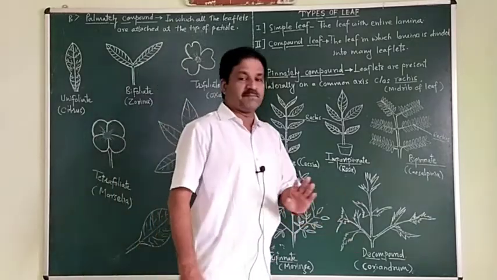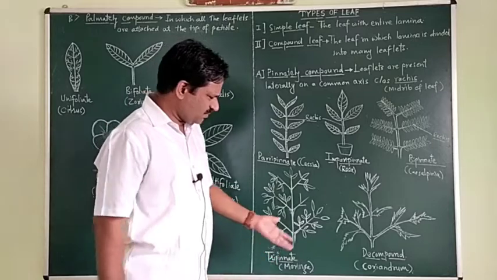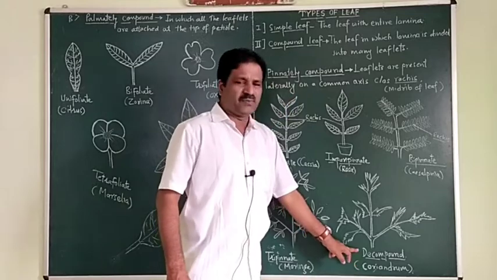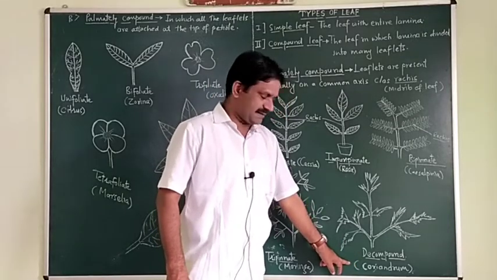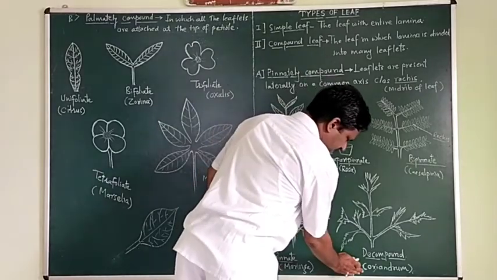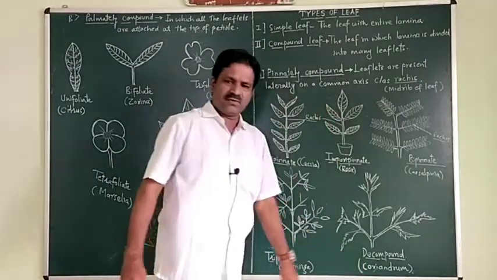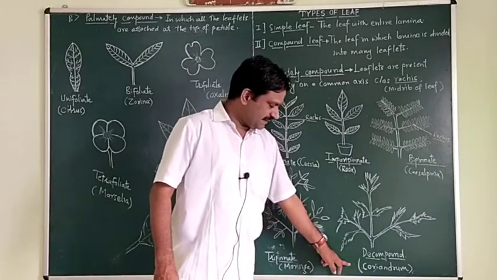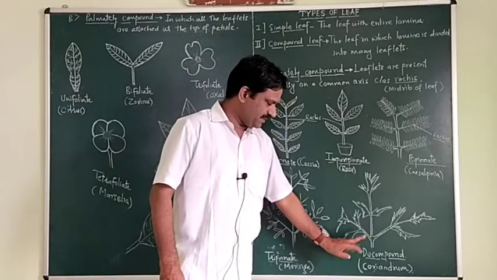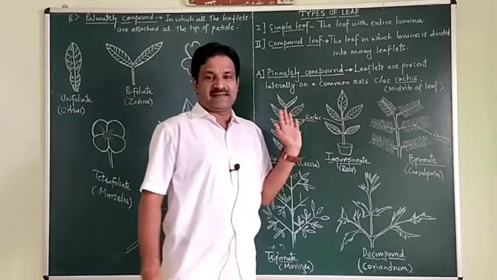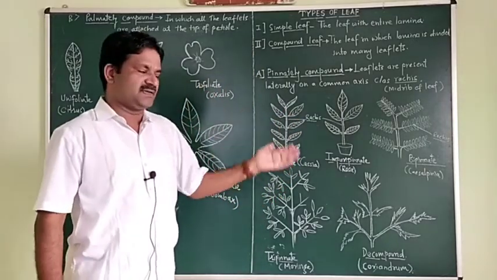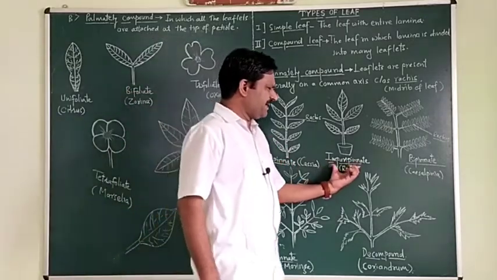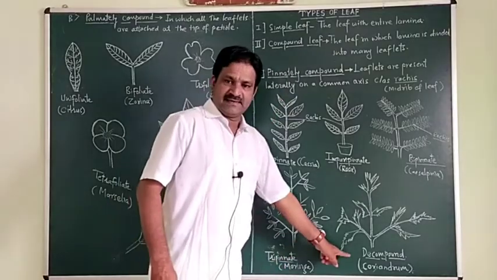Then the last one is decompound. Decompound means there is no clear demarcation. These compound leaves are found in coriander, which is used in daily food. Coriander, Coriandrum sativum, is the example of decompound leaves. All these are pinnately compound because there are many pinnae arranged in a specific manner to form many patterns like paripinnate, imparipinnate, bipinnate, tripinnate and decompound.